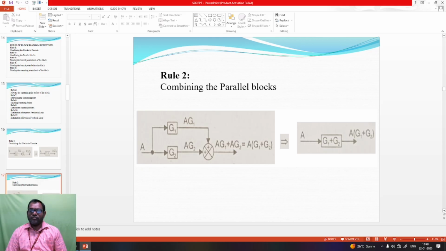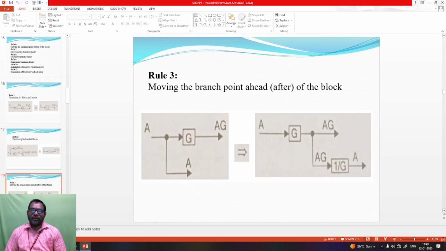So instead of 3 blocks, the G1 block, G2 block and summing point, we combine them into a single block with input A and output equal to A into G1 plus G2. So this is combining parallel blocks in the block diagram reduction method. Next one, rule number 3, is moving the branching point.